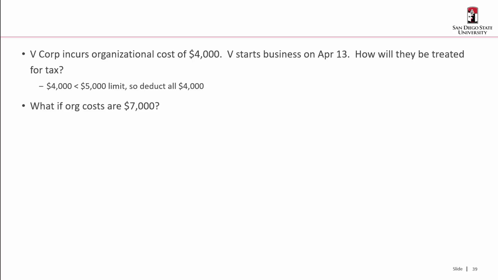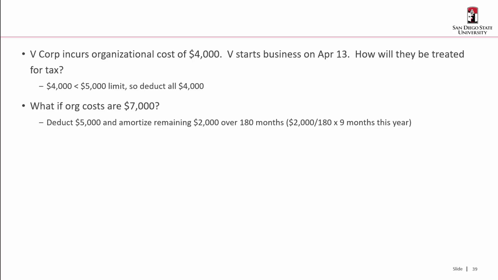What if instead their org costs were $7,000? Well, this is similar to the startup cost that we just had with Manny. So they can go ahead and deduct the $5,000, but the remaining $2,000 is going to have to be amortized over 180 months. And again, since they also started in April, that's 9 months worth.